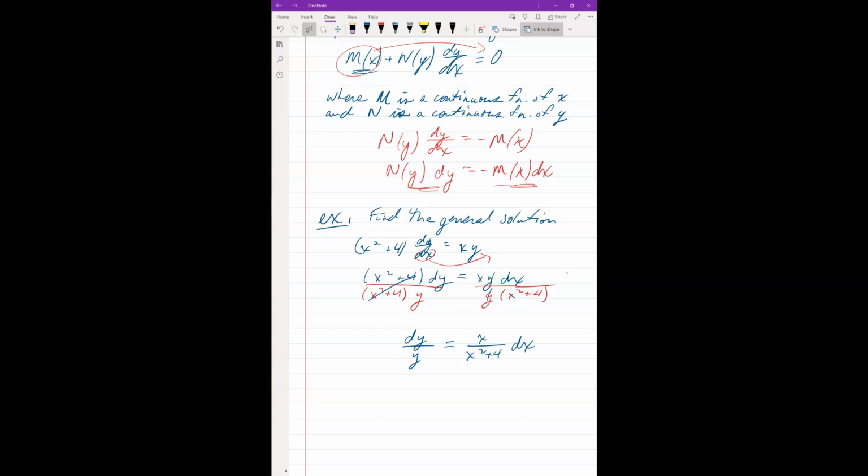At this point, we can anti-differentiate, or we can integrate. I kind of prefer showing the integration here. Very quickly, we see on the left side, this is a very familiar form, and we have the natural log of the absolute value of y for the integral of dy over y. On the right, it turns out it's the same form. Why is that? In the bottom, we have x squared plus 4. In the top, we have x. Now, the derivative of the bottom is 2x dx, the differential, I should say.